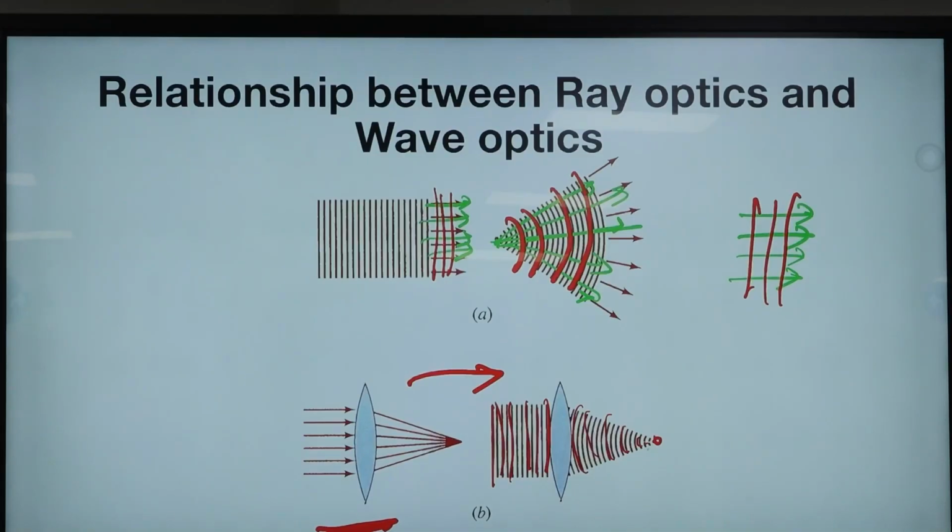Additionally, there are some new things, which we'll cover in the second part of today's lecture. Why, if rays work so well, do we need waves? There are some phenomena like interference or diffraction that do not happen in ray optics. They only happen in wave optics.